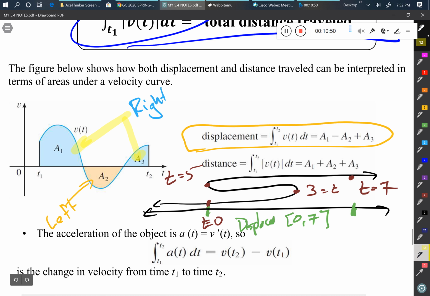If we wanted to find the distance traveled, we'd have to find this piece, and then this piece, and add them all together. Okay? The way that we do that, this piece, that piece, this piece, the distance traveled with calculus, is we take the integral of the absolute value.